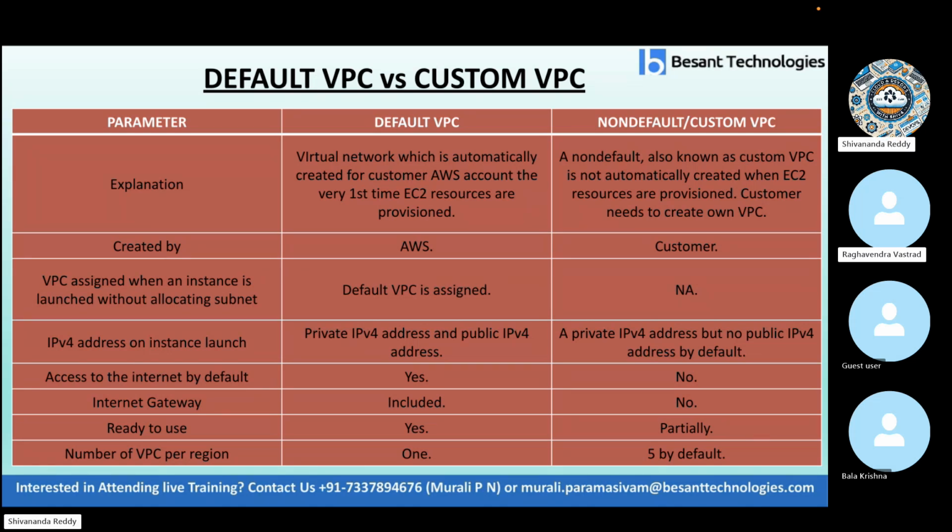But the number of VPCs we can create per region, sir, you didn't mention that in this chart. Here, last line: number of VPCs per region. Default VPC only one we can create, but non-default, custom VPC, 5 by default.